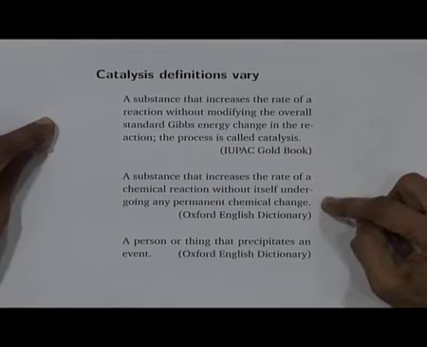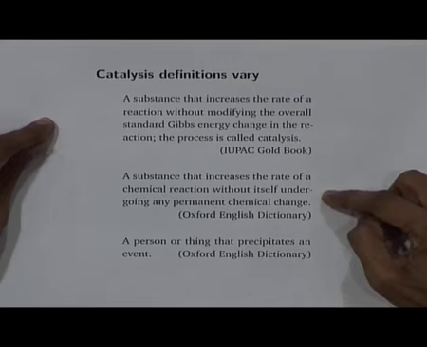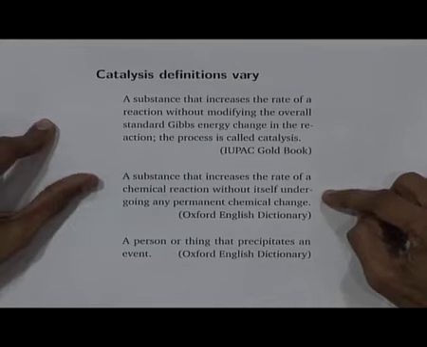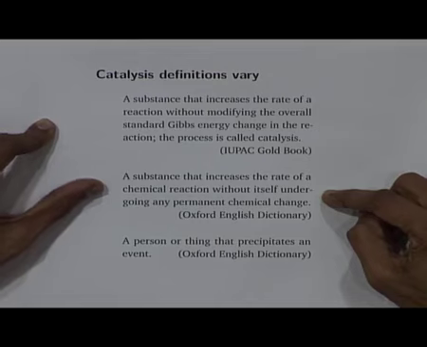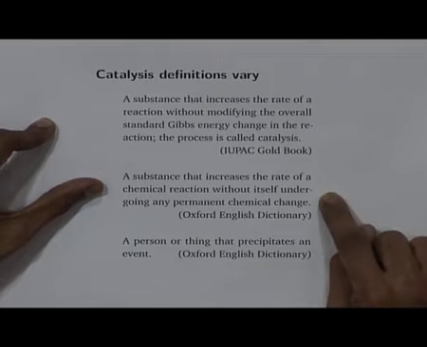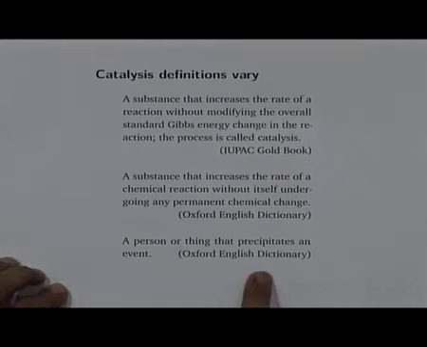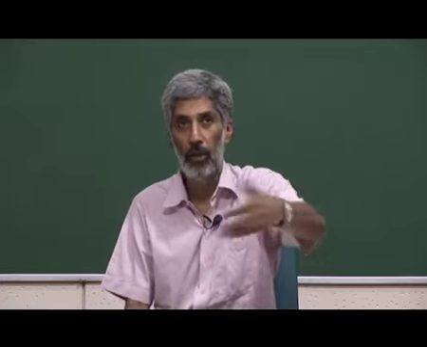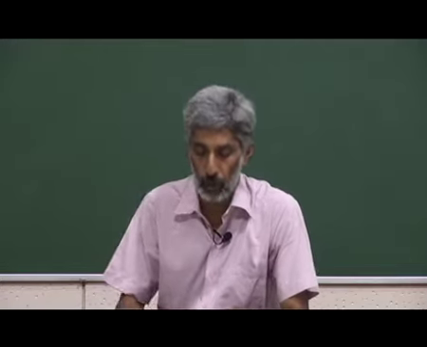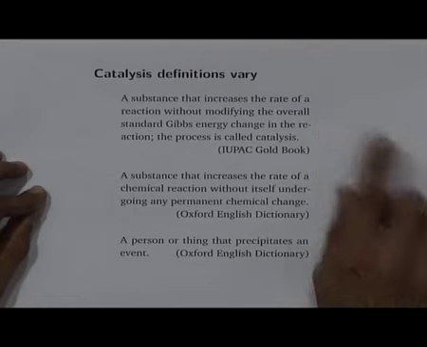And if you look at something which is there in common language, the Oxford English Dictionary says a substance that increases the rate of a chemical reaction without itself undergoing any permanent chemical change. This is what the Oxford English Dictionary says, and this is more or less correct. And there is another colloquial definition in the Oxford English Dictionary also, which I have included here, and it says a person or thing that precipitates an event. That is also catalysis in the normal speak between you and me. But what we would be interested in is the definition according to the IUPAC Gold Book. So, let us move on.